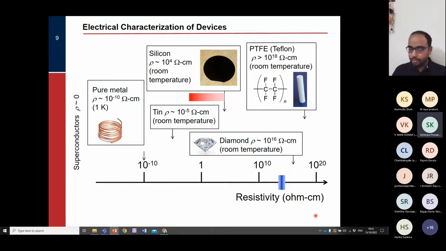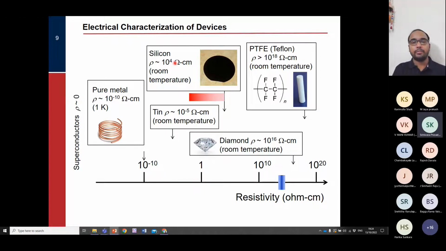Okay, so now here you can see a graph which is plotted as a function of resistivity. If I think of metals, then the typical resistivity comes up on the order of 10 to the power minus 10 ohm centimeter. So this is quite small. Now, if we are thinking of superconductors, then we know that they have almost negligible resistivity. However, if we are looking at a semiconducting material, for example silicon, then this has a resistivity of 10 to the power 4 ohm centimeter at room temperature.